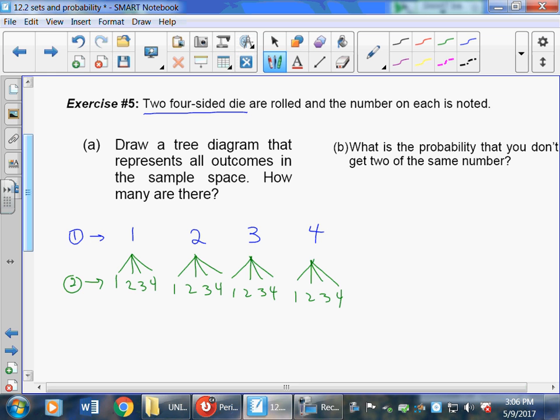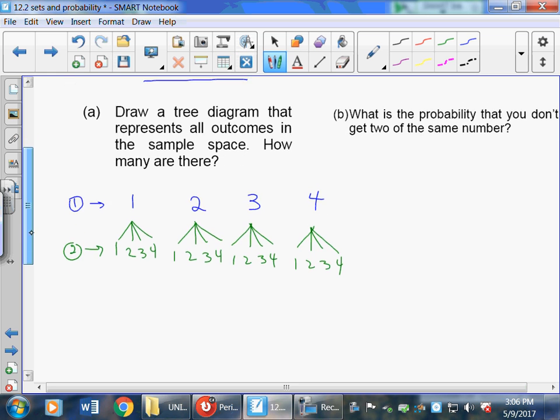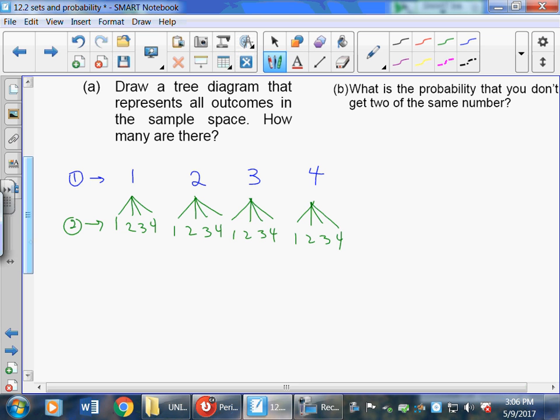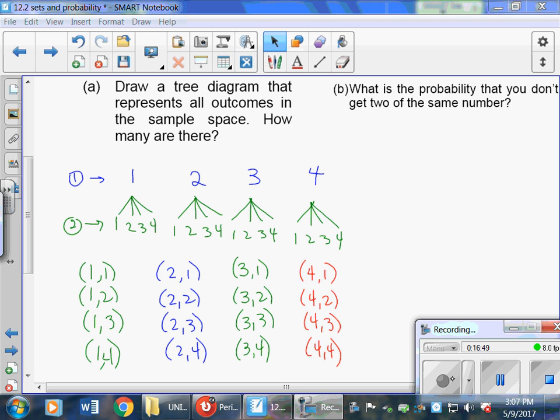Now if you're the kind of person that would rather write this out, because one of my students just said, oh, I like that better, you can spend a little time and say 1,1, 1,2, 1,3, 1,4, and so on. So you get this when you're all said and done.